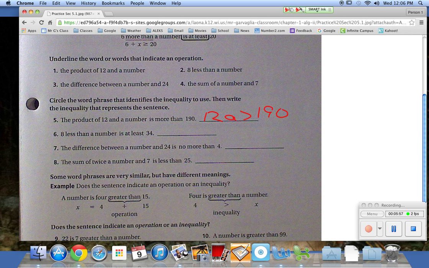8 less than a number is at least 34. I take a number and go 8 less than that, which would be minus 8. At least that would be greater than or equal to, because it could be more, but it's at least 34.